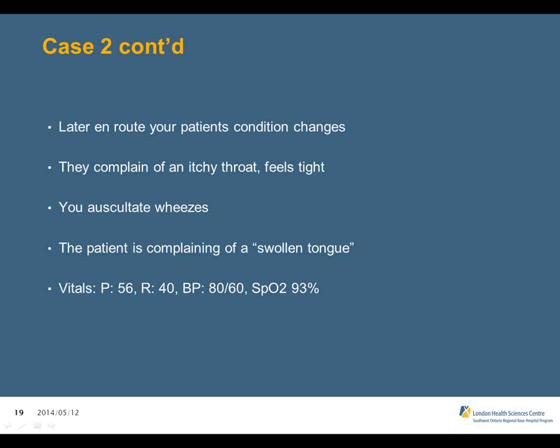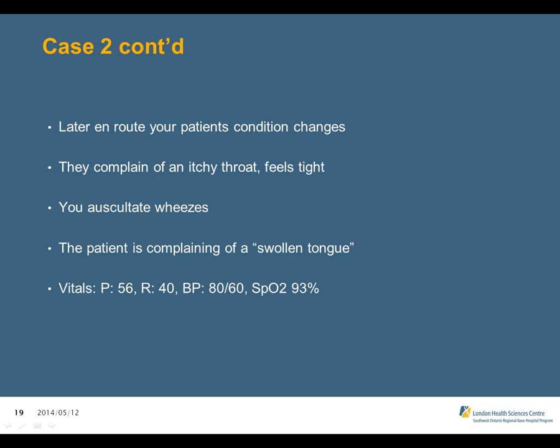And guess what happens? En route, her condition begins to change. She now tells you that she has an itchy throat. It's starting to feel tight on her. You notice that her work of breathing has increased, and you auscultate the chest, and you notice that she has diffuse wheezes in both lung fields.